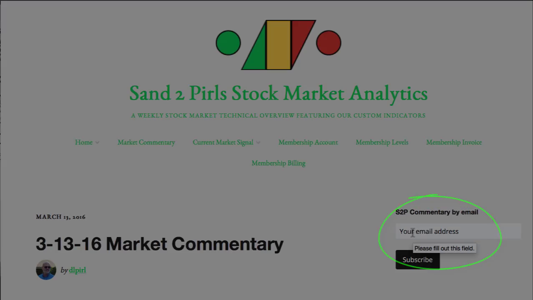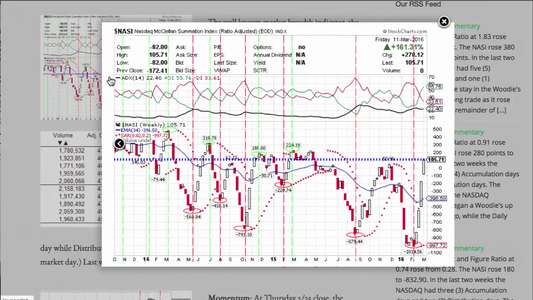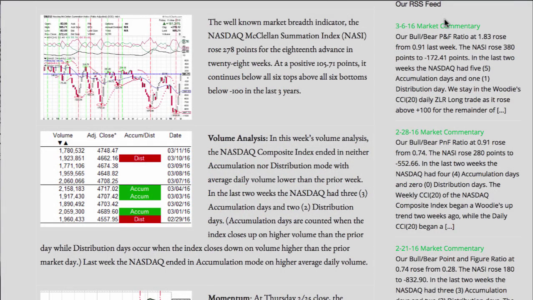The well-known market breadth indicator, the Nasdaq McClellan Summation Index, rose 278 points for the 18th advance in 28 weeks. At a positive 105.71 points, it continues below all 6 tops above plus 100 and above all 6 bottoms below minus 100 in the last 3 years.